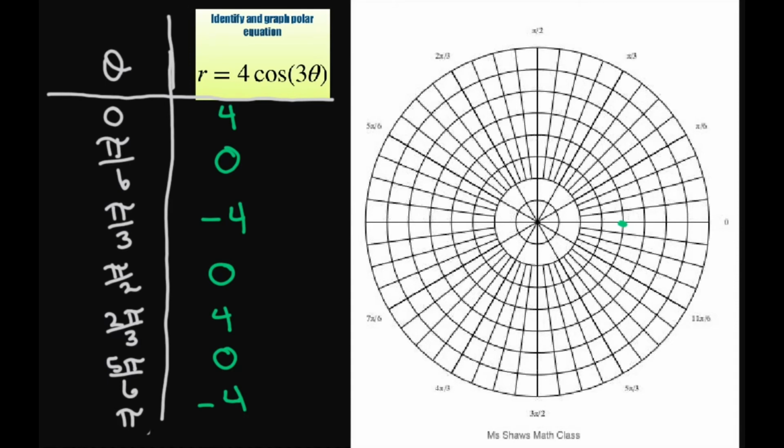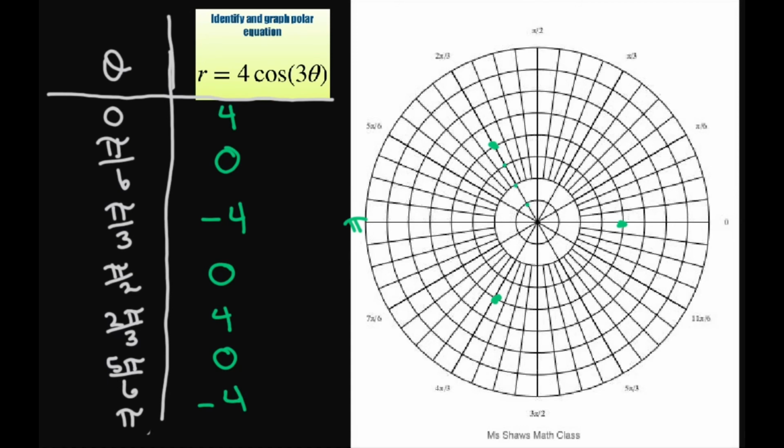At 2 pi divided by 3, we're at 4. And at pi, we're at negative 4, which is back here.